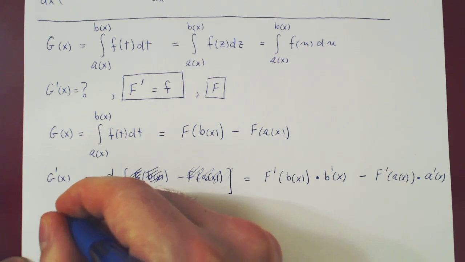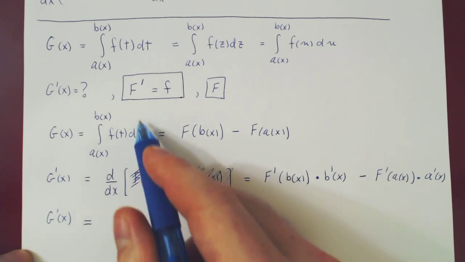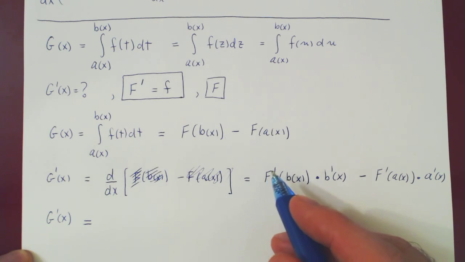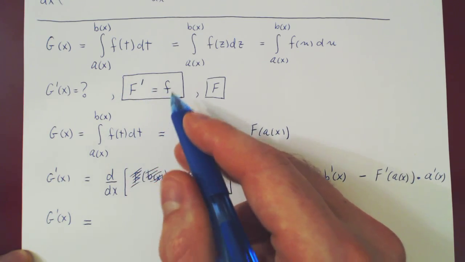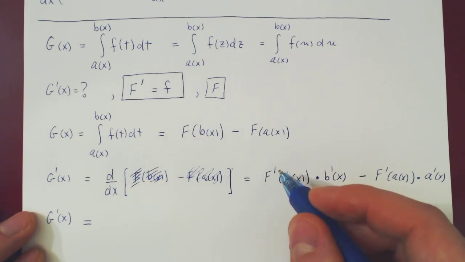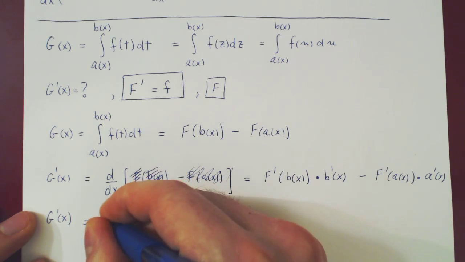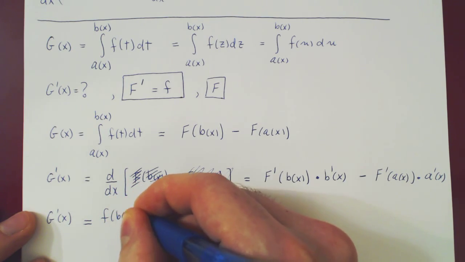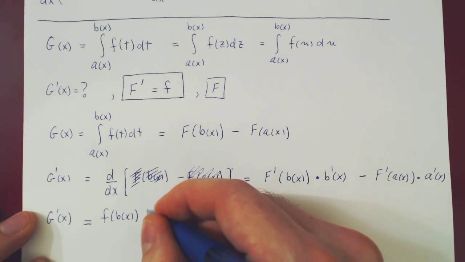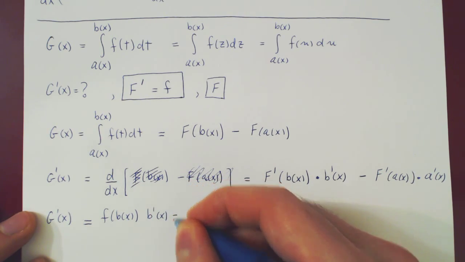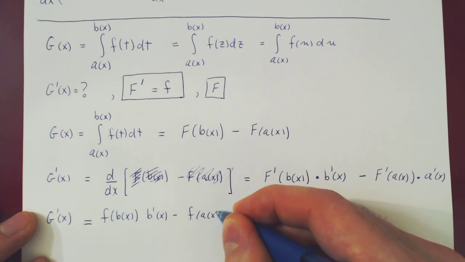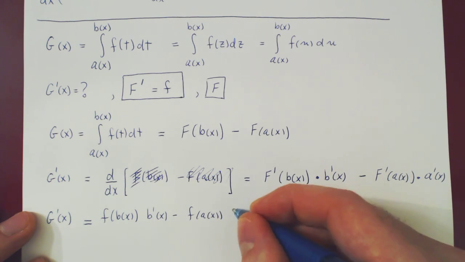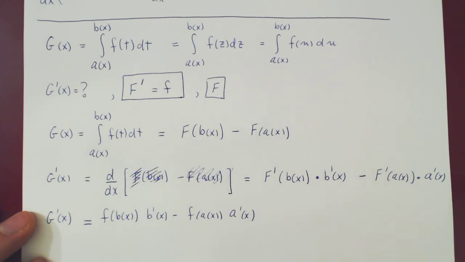G prime of x, the derivative of this integral, is just, replacing uppercase F prime by lowercase f, it's just f of b of x times b prime of x minus lowercase f of a of x times a prime of x. And that's it.